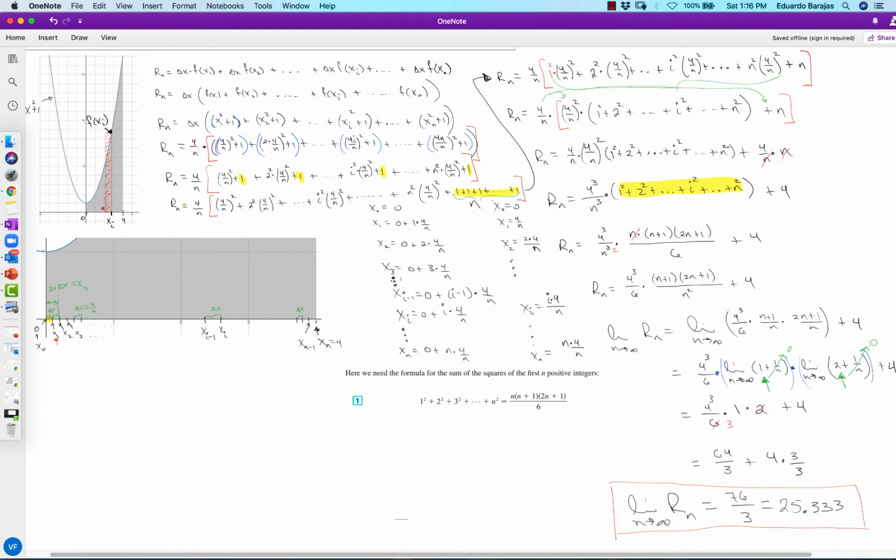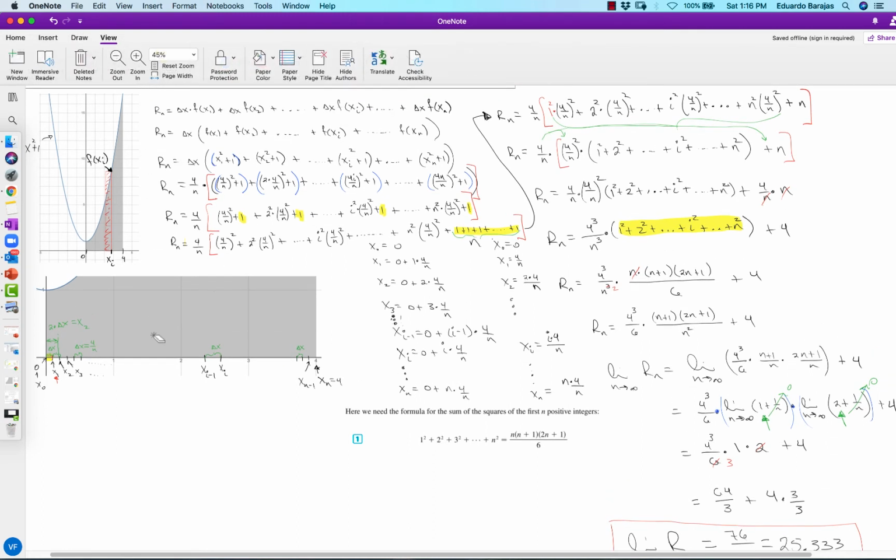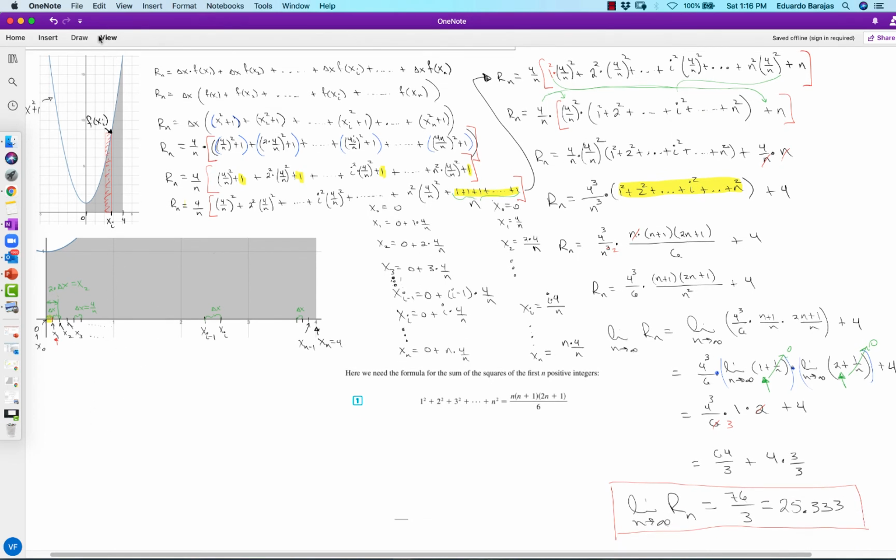Okay, let's recap real quick here. We want to find the area of this gray region, right? So what we did was we established a rule that described the sum of n rectangles. We broke up the horizontal axis from 0 to 4 so that there are n rectangles. The width of each rectangle is equal to 4 minus 0 divided by n, or just 4 over n. 4 over n is the width of each rectangle. They're all the same width.